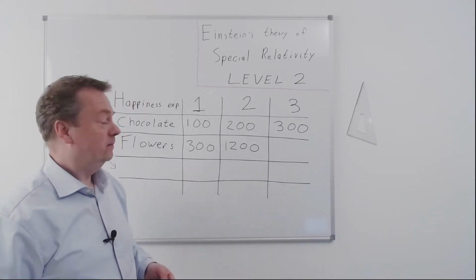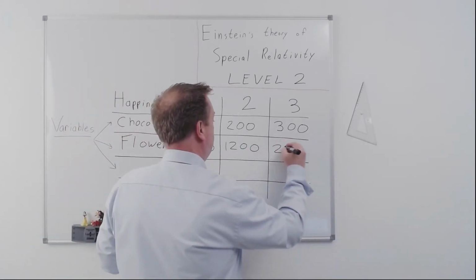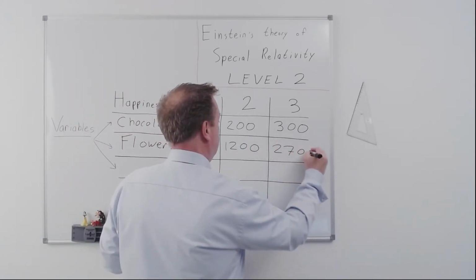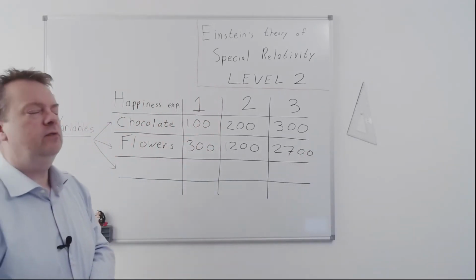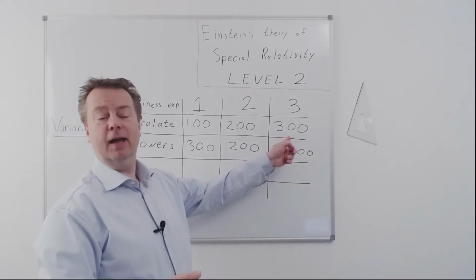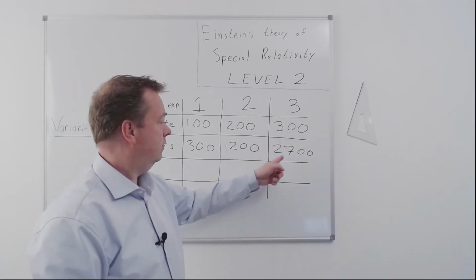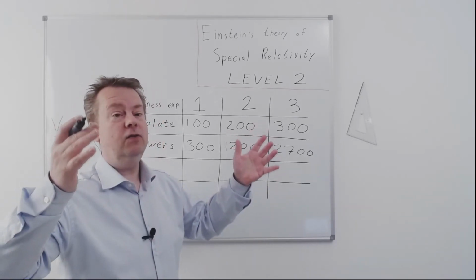Number 3 came and she felt like 2700 happiness points. So this was a really good day for her. She already had 300 happiness points from the chocolate and 2700 from the flowers. Good day. But then it started to rain.